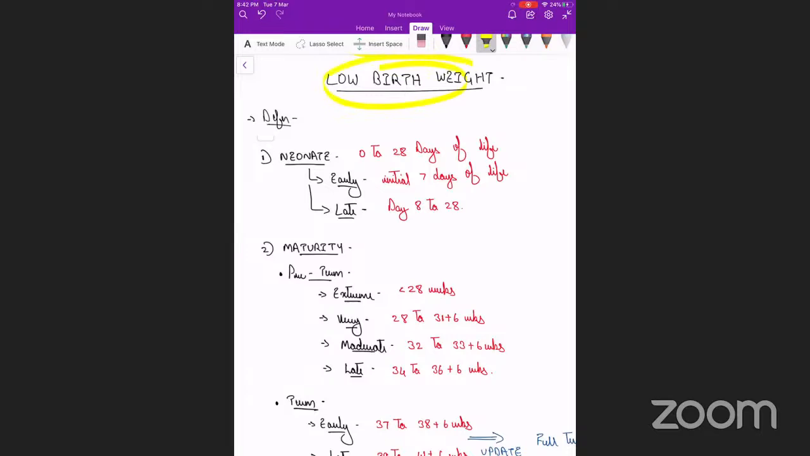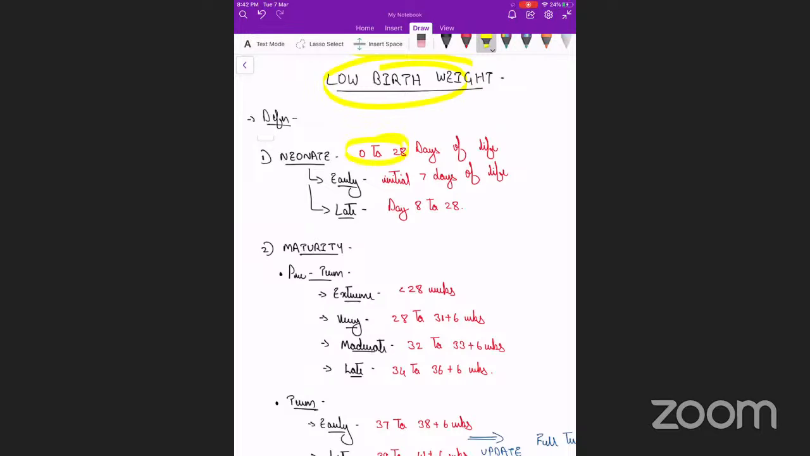Okay, now coming to the low birth weight baby, over here the examiners might ask you, as in normal newborns, about certain definitions or terminology. Okay, so what is a neonate? 0 to 28 days of life.